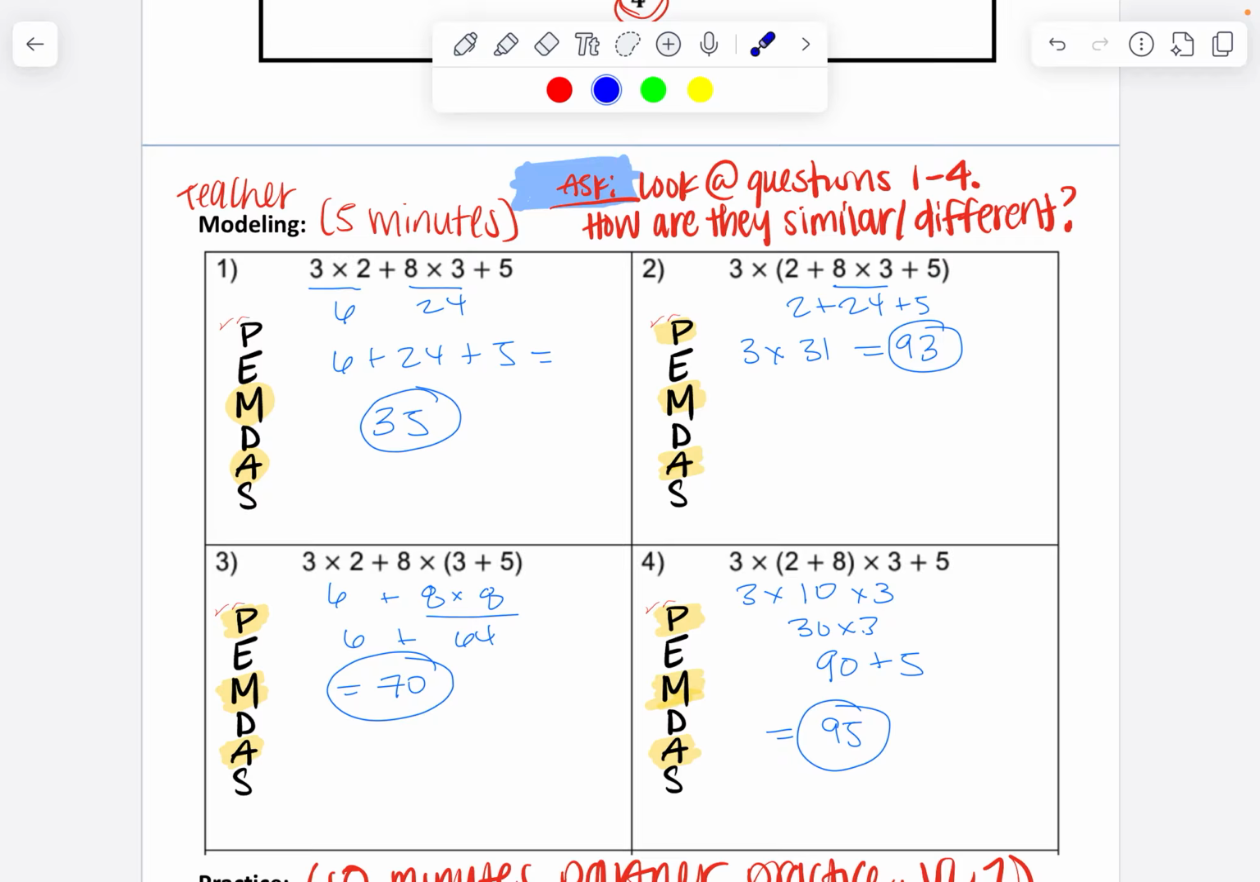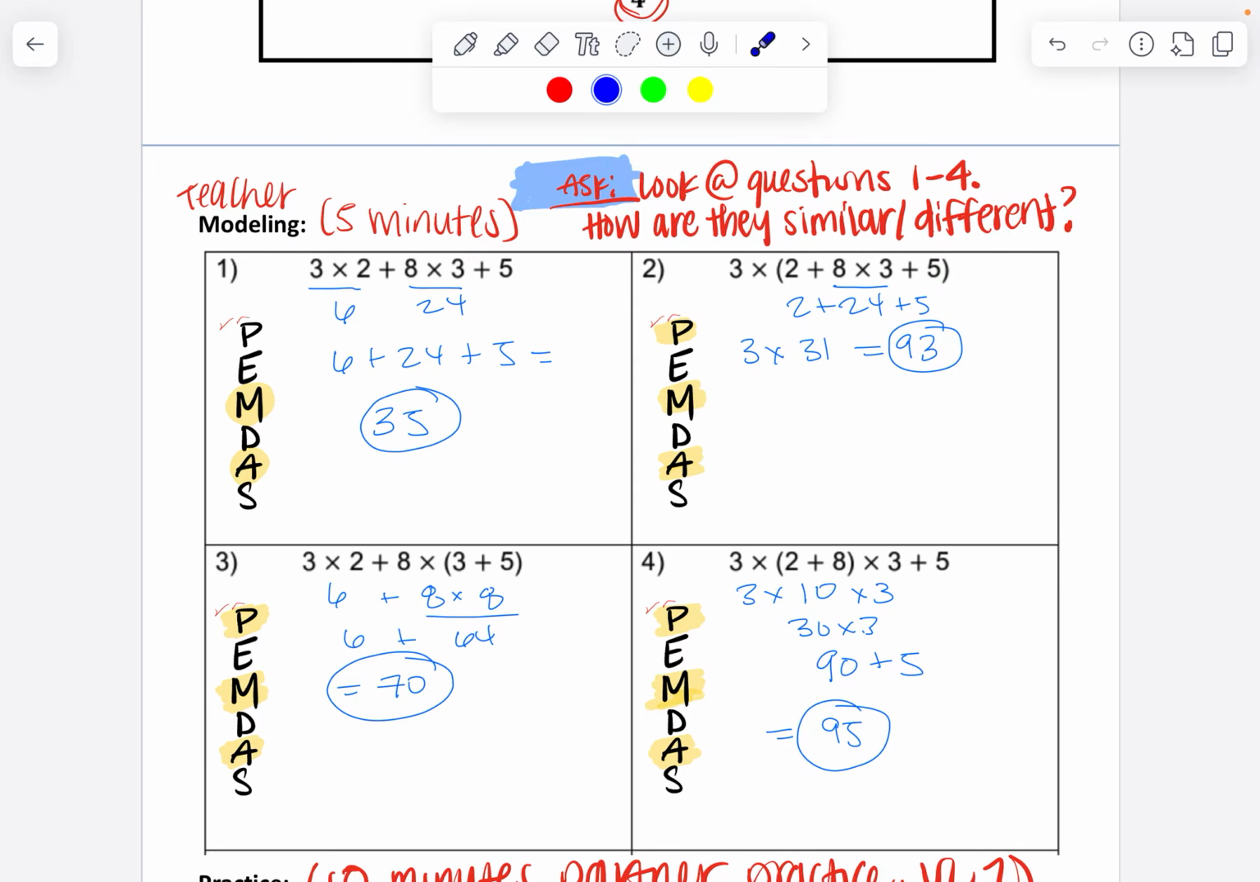What you should hear students discuss is that all the numbers are the same and all the operations are the same. What is different is that the parentheses are in different locations within each problem. Question 1 doesn't even have parentheses. And so from there, I want you to have students write PEMDAS on their paper for every single one of these questions, because this is how they track their progress.